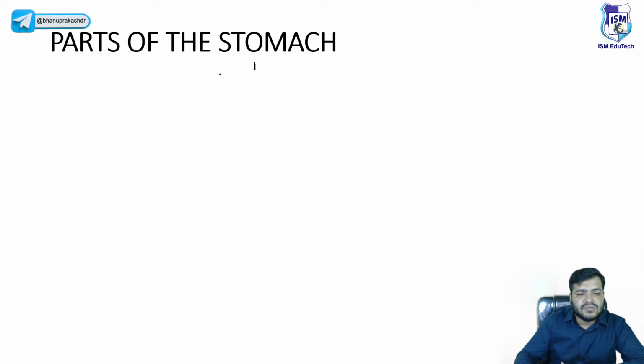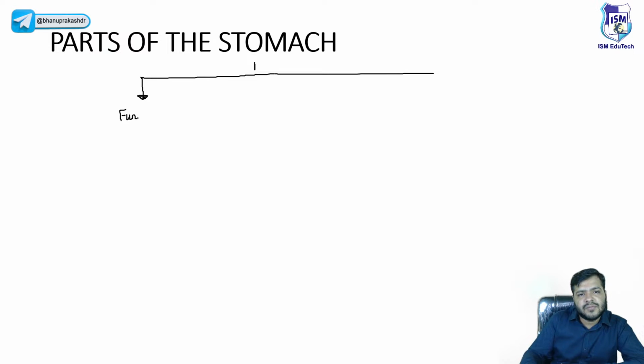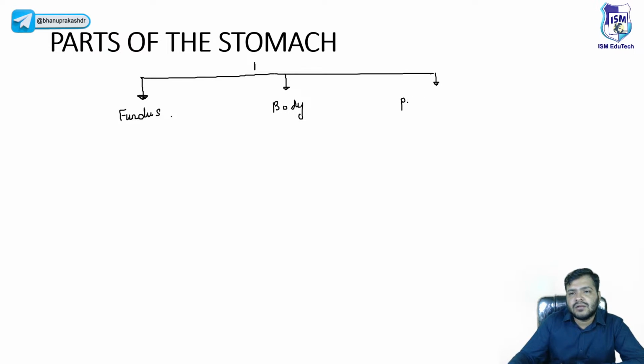Now, the stomach has three parts, beta, and you already know the three parts of the stomach. It is the fundus, we have the body part, and we have the pylorus part. Now we will discuss this in detail. So now let me draw a diagram for you so that it's easy for you to understand.